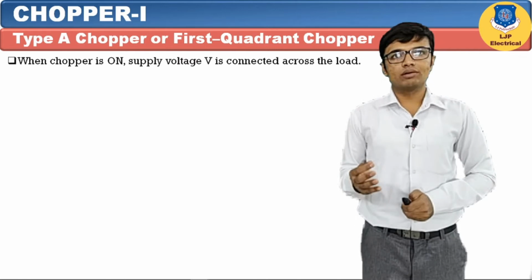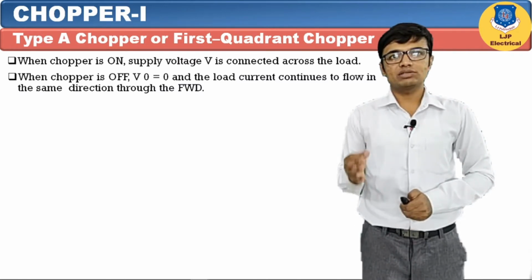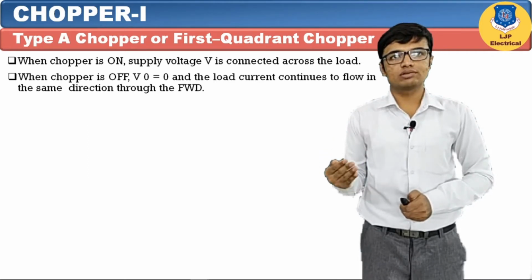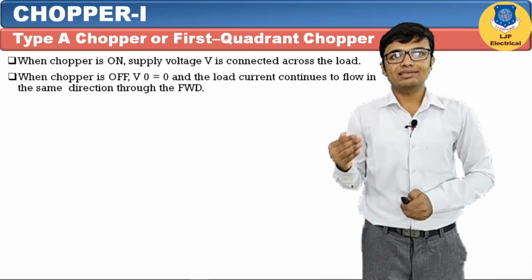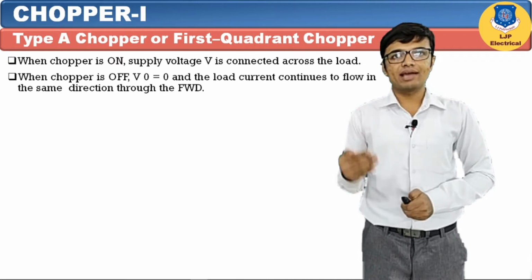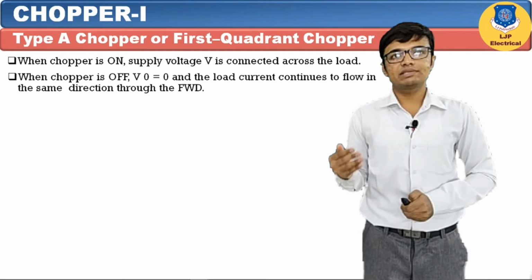When the chopper is on, the supply voltage is connected across the load. When the chopper is off, the output voltage will be zero, as no current will flow from the input to output, and the load current will continuously flow in the same direction through the freewheeling diode. Why freewheeling diode? Because the load has an inductor, and the energy of this inductor will be dissipated through this freewheeling diode.